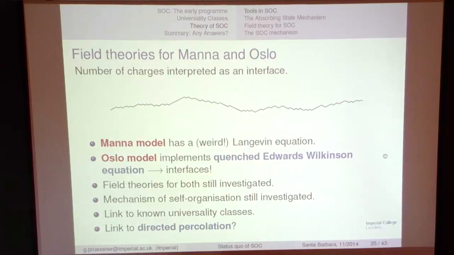Yeah. So it's not exactly the same, because on top of that goes the noise. Because you've got this variation in threshold, the number of topplings cannot be determined. Without knowing what the threshold is at the moment, you cannot determine the number of topplings from the number of charges.